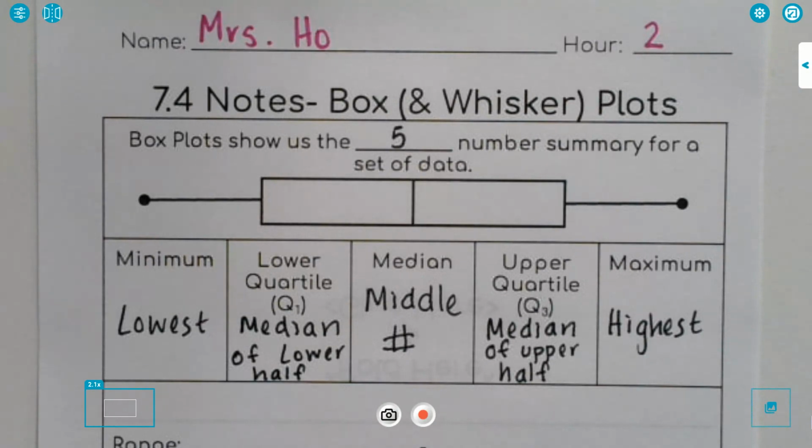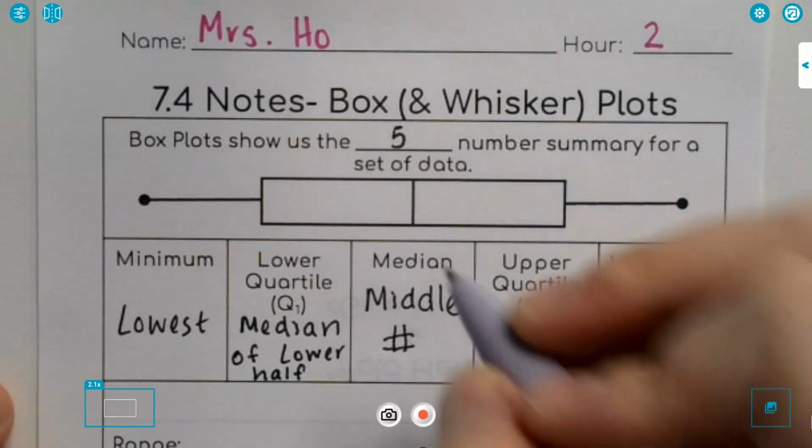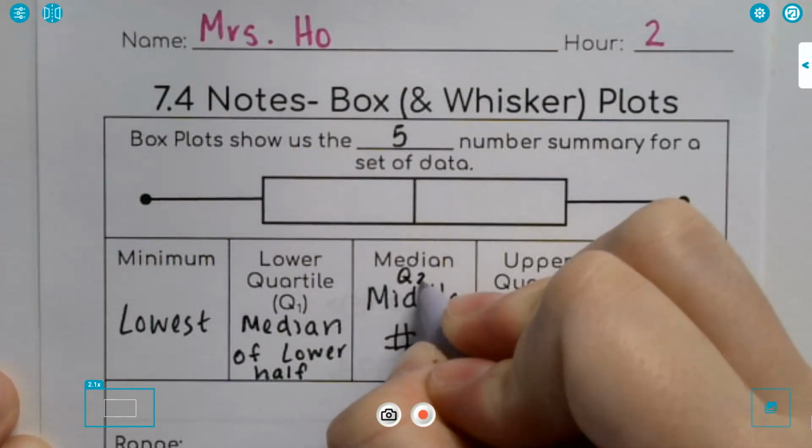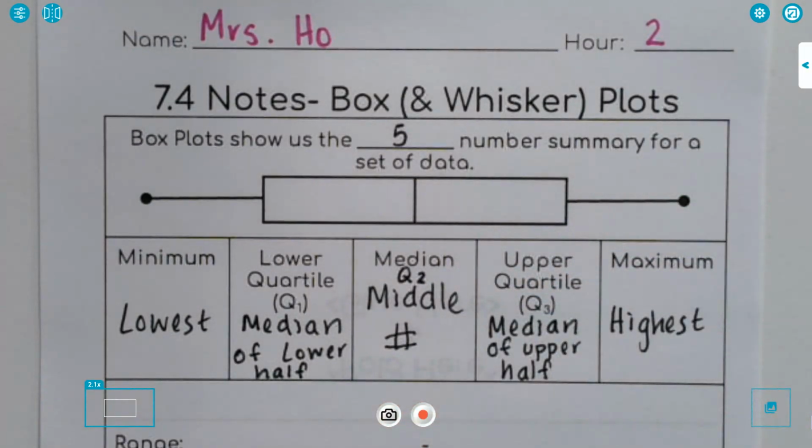I feel like there's one more thing I wanted to say. You might see this in other applications or questions or other people giving you assignments. Lower quartile is also called Q1, quartile 1. Upper quartile is sometimes called Q3. Your median is sometimes called Q2, because 2 quarters would be halfway through. I think that's everything for there.